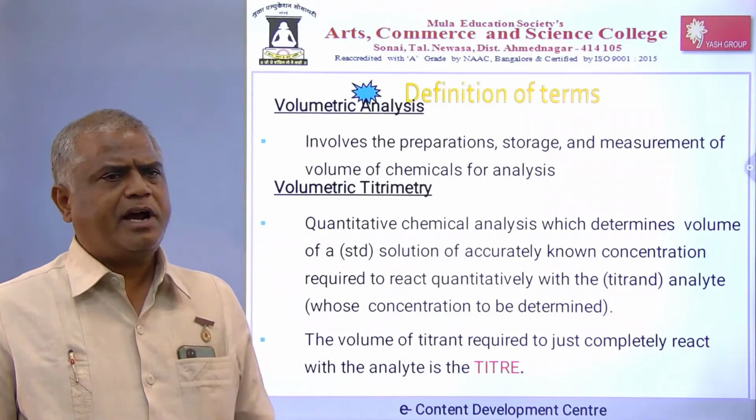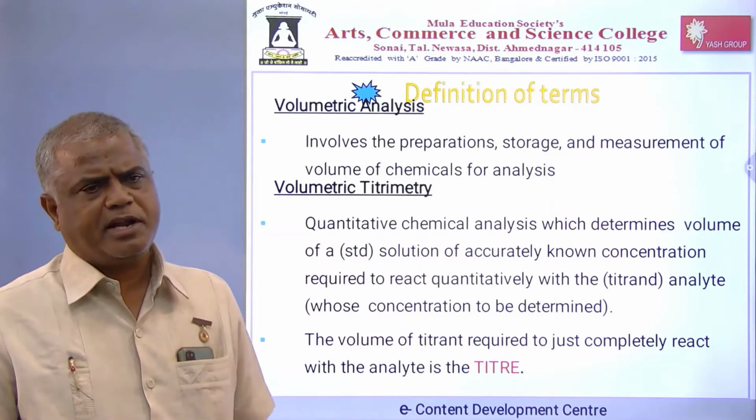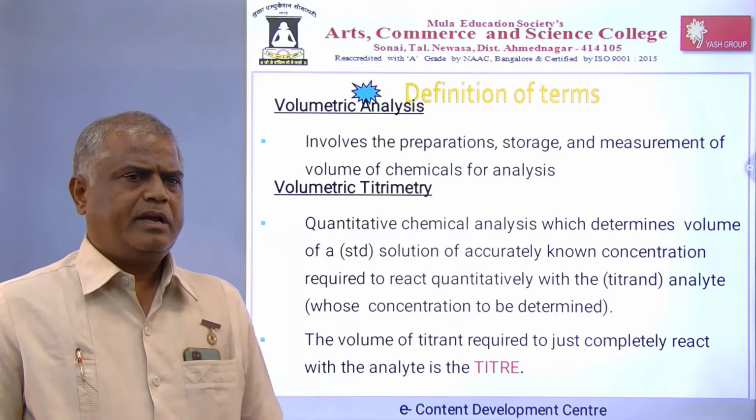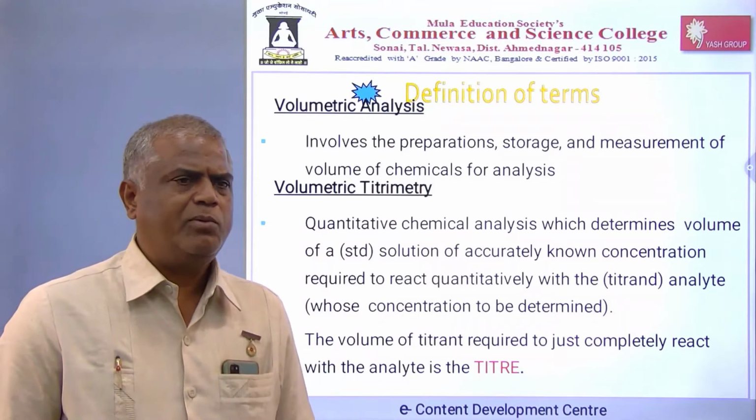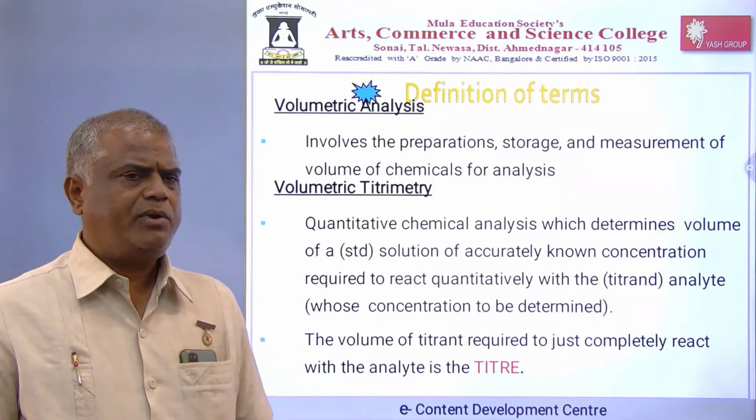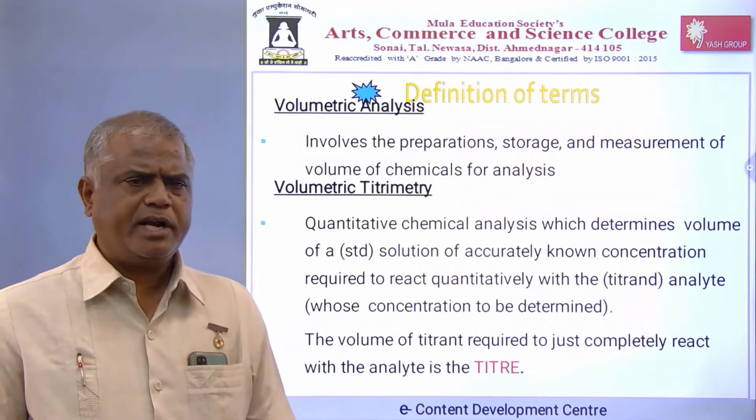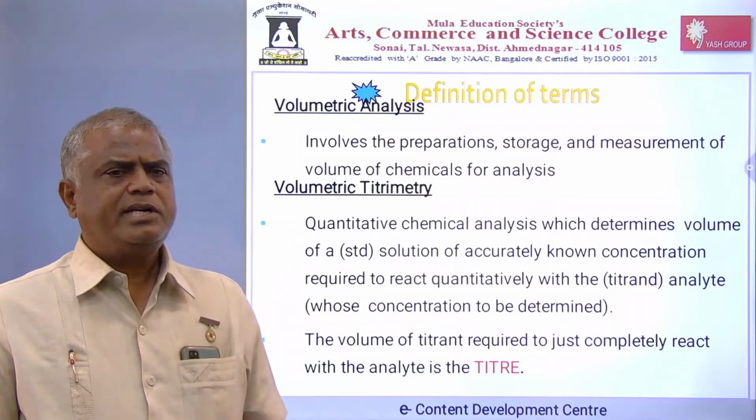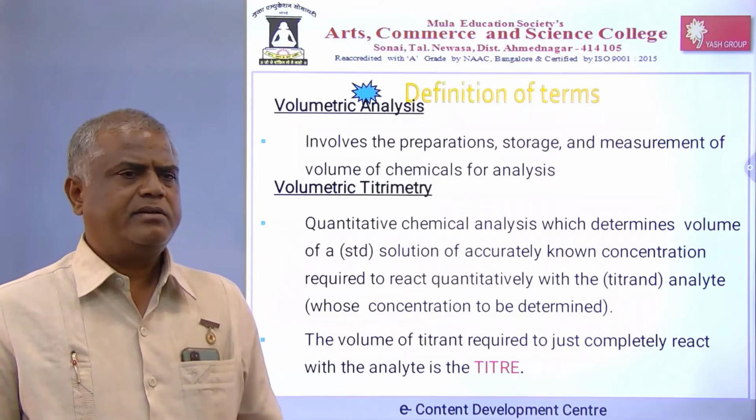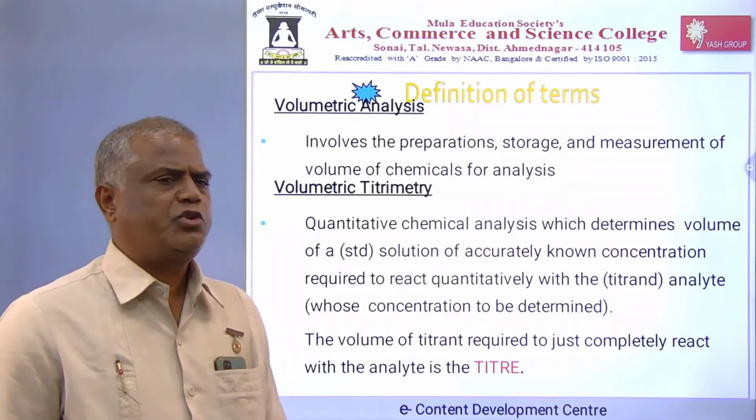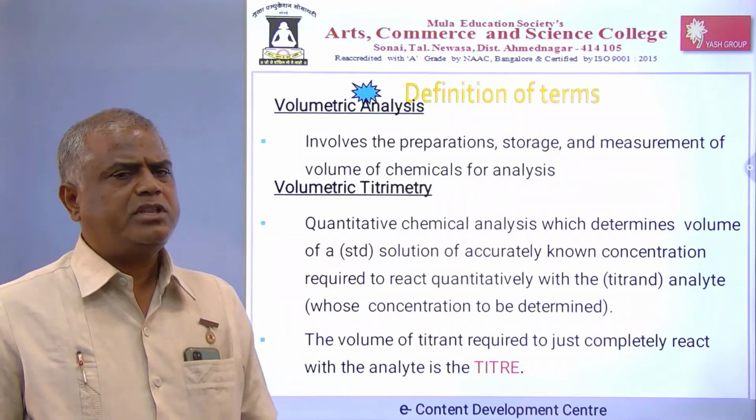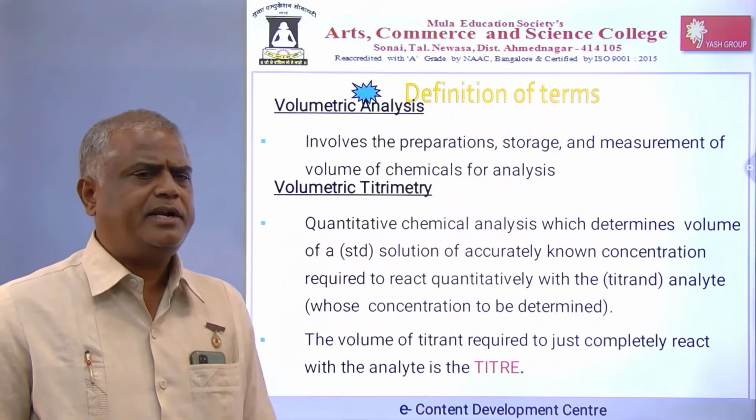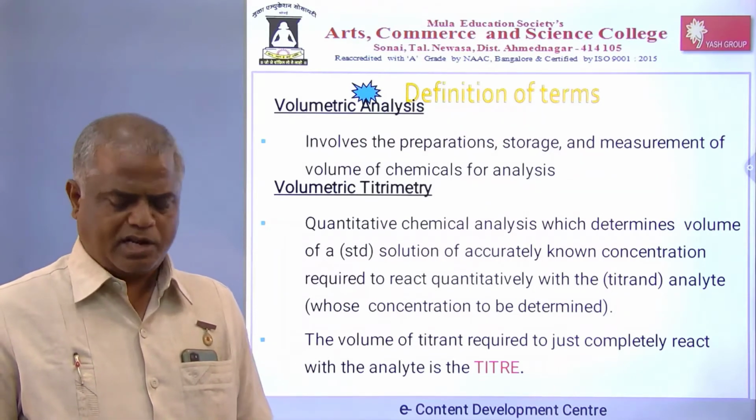Volumetric analysis is also called titrimetric analysis or titrimetry. It is a quantitative chemical analysis which determines the volume of a standard solution, meaning one having accurately known concentration, that will react with the analyte. The analyte means the substance whose concentration is to be determined. And the volume of titrant required to just completely react with the analyte is called the titer.